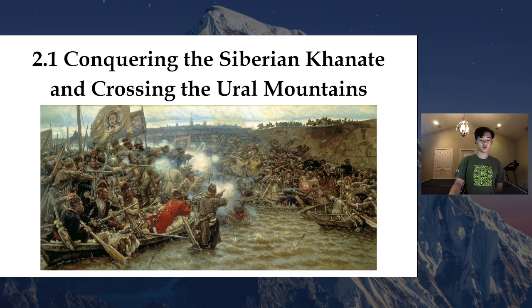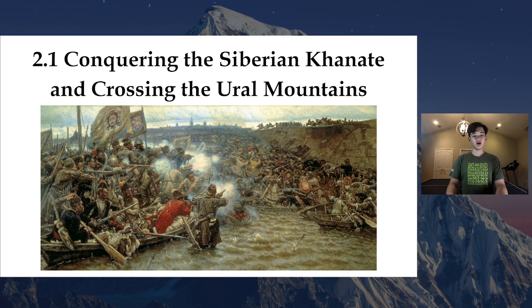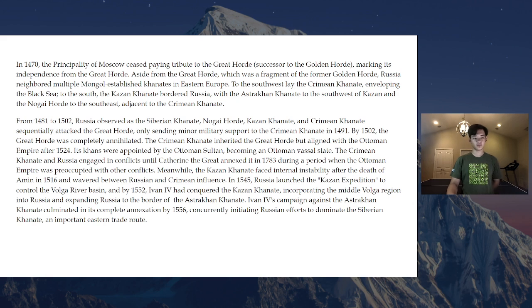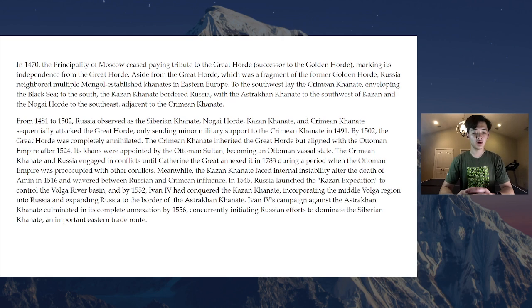So let's start with Section 2.1, Crossing the Ural Mountains and Conquering the Siberian Khanate. Firstly, we have the Principality of Moscow in 1470. It stopped paying tribute to the Great Horde, the successor to the Golden Horde, and neighboring the Principality of Moscow were also other Khanates, such as the Crimean Khanate, the Kazan Khanate, and the Astrakhan Khanate.